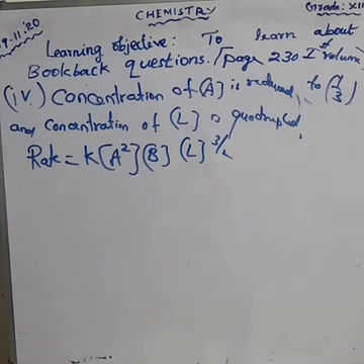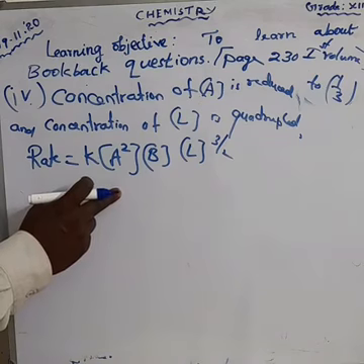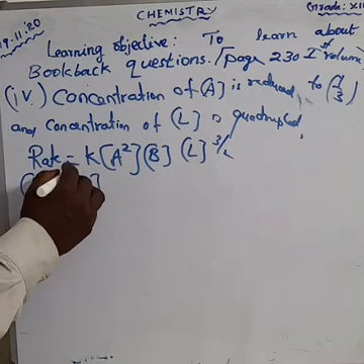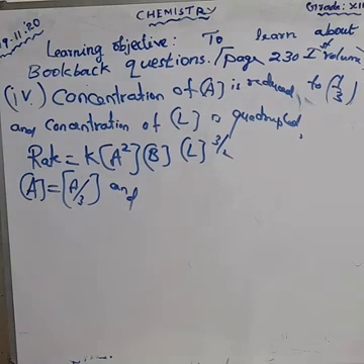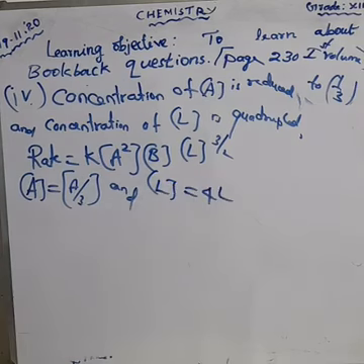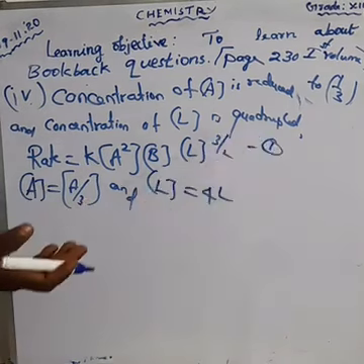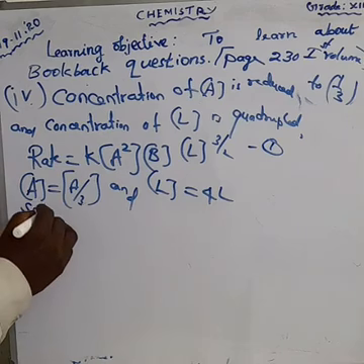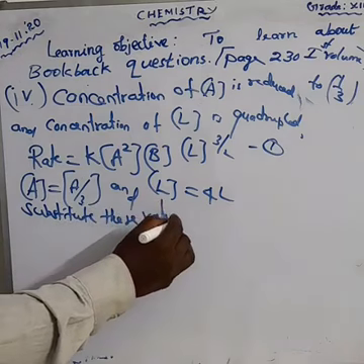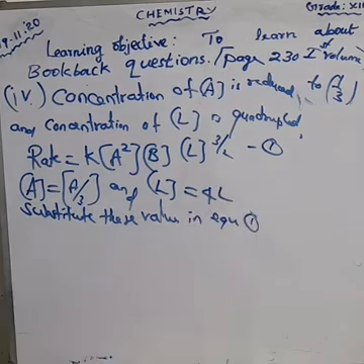So here, what are the given? As per the question, concentration of A is reduced by 1 by 3. So A is equal to A by 3. And L is quadrupled, that is multiplied by 4. L is equal to 4 into L. So you should substitute this value in equation 1.